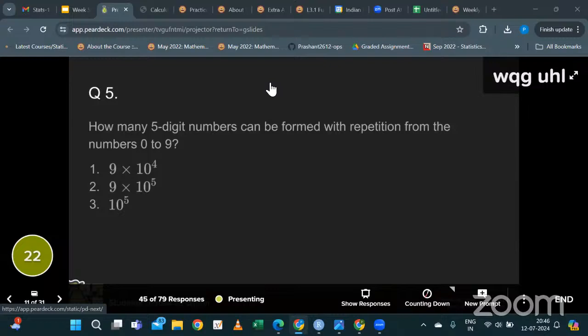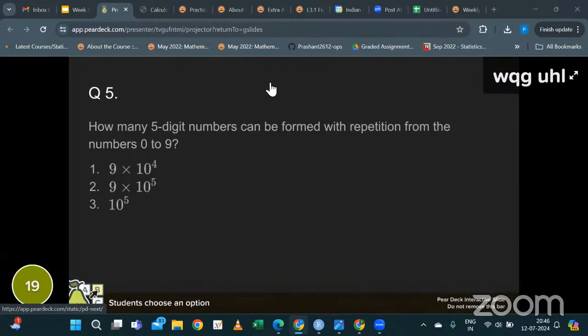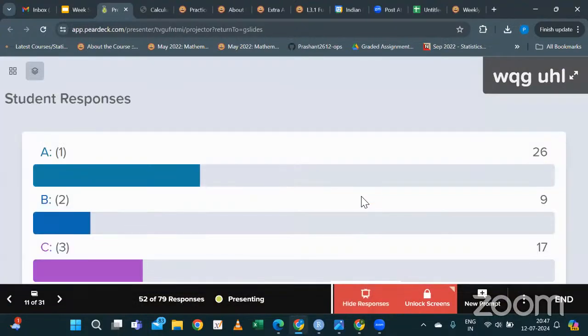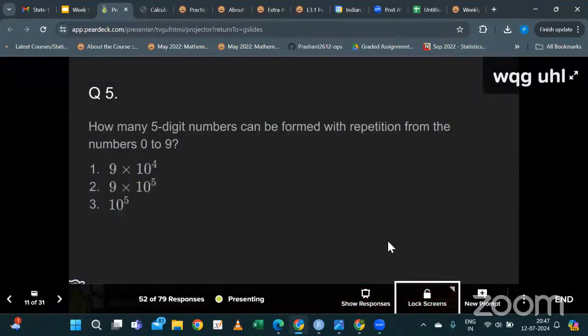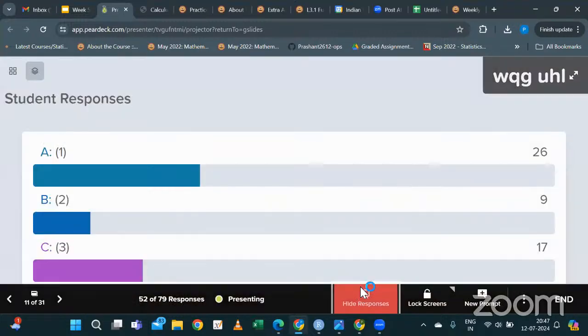I have given you some 30 seconds. Okay, so let me see the responses. 26 people are with option A, 9 are with option 2, and 17 people are with option 3. Actually, the majority is with option A.